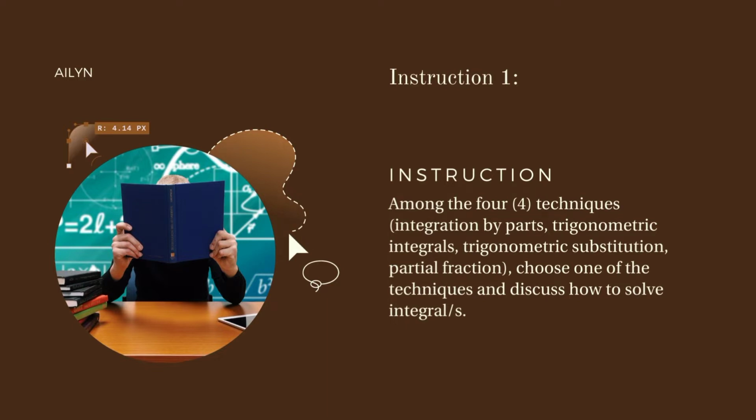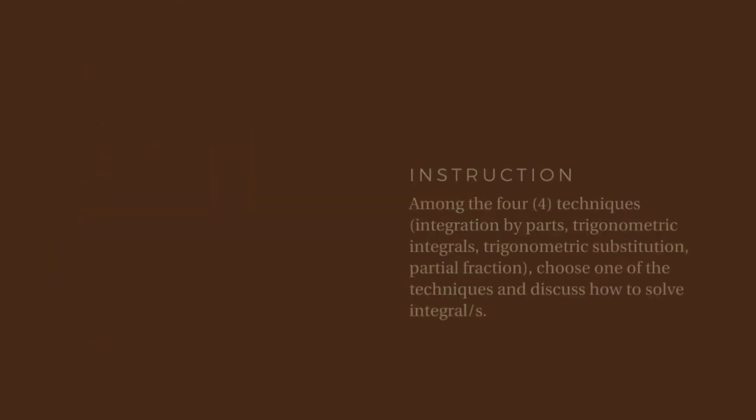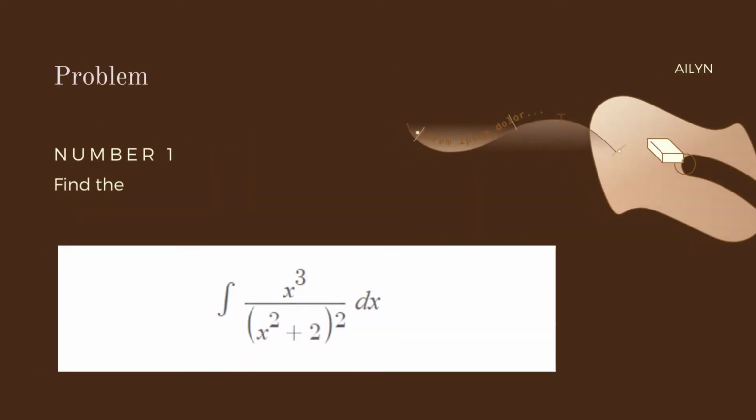So, I would like to remind all of you to please bear with me as we figure out the integral of this particular problem. The problem is to find the integral of x cubed over the square root of x squared plus 2 dx. This integral can be computed using at least three different methods: substitution, partial fraction, or integration by parts. But I'll show you the integration by parts here.